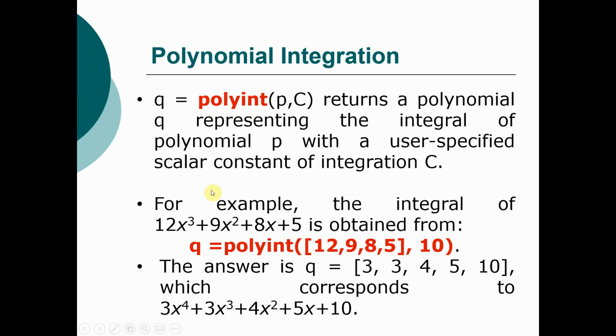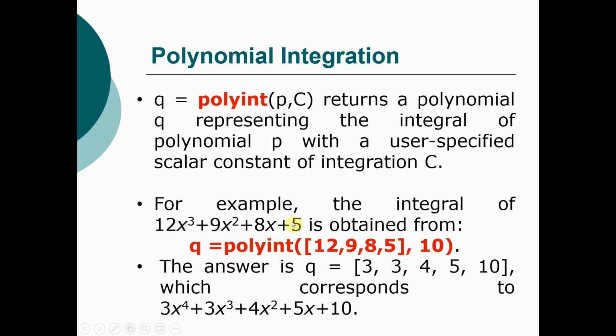So if this is the polynomial that we want to take the integral of, first we have to provide the vector of coefficients 12, 9, 8, 5, right? And also, you know that if you take the integral of this one, it's not like the integral over a certain bound, right? It's basically the antiderivative. So here we want to find the antiderivative of this one.